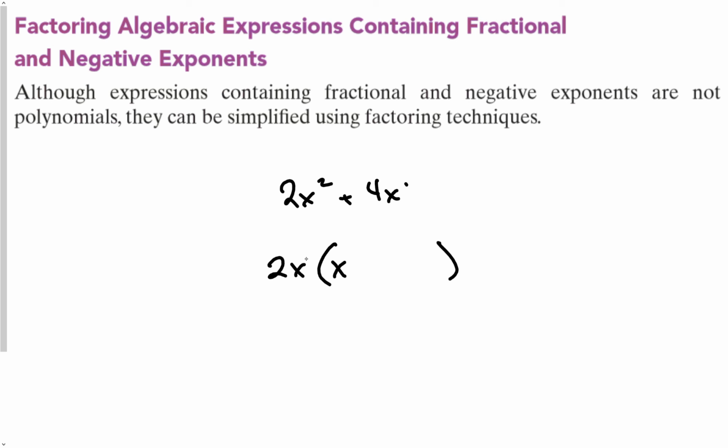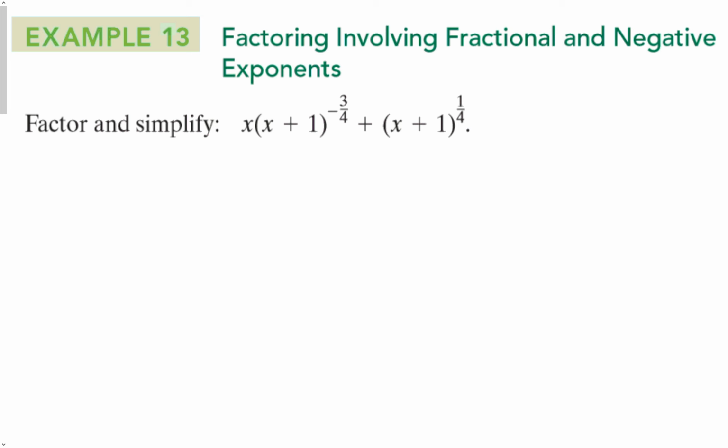Here, I have x to the first power. I'm taking out an x to the first power. That leaves me with x to the 0 power. So I don't have a variable anymore. And then 4 divided by 2 is 2. Now that might seem really basic, and it was. We're going to use the same idea for expressions that are much more complicated, like this one. Okay? So, when you see an expression involving a fractional and a negative exponent, don't freak out.